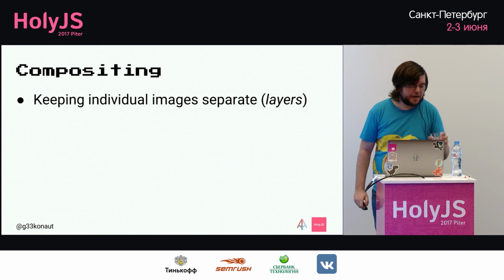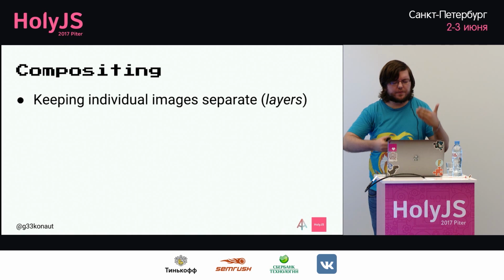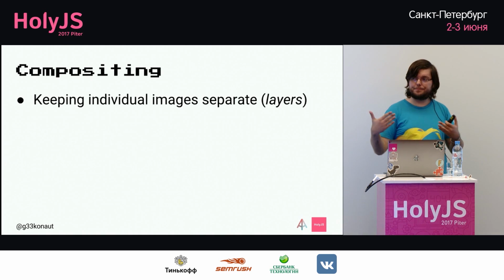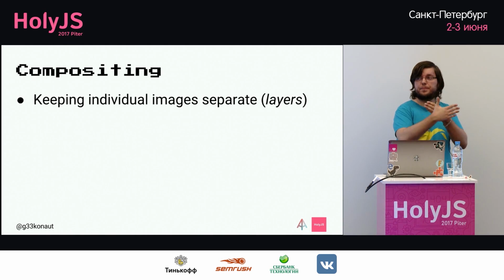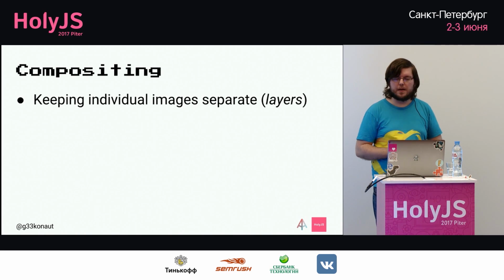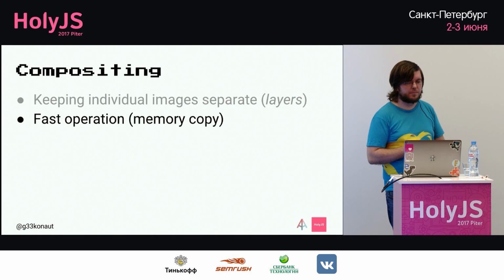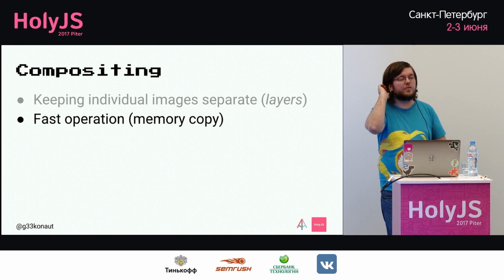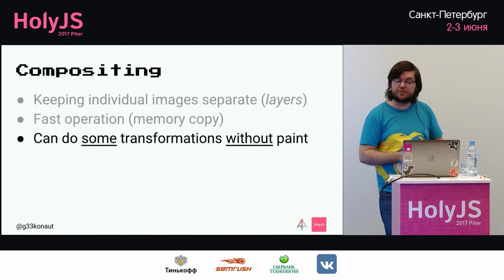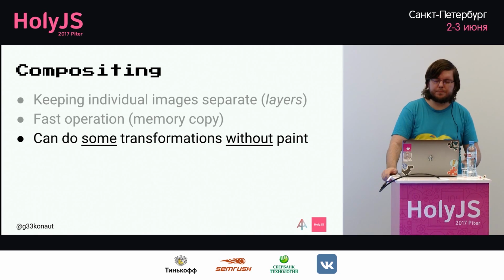So basically, compositing allows us to keep the different parts of our website, the different elements, separate, and then just put them together in different positions. And that's pretty fast, because we don't have to repaint all the pixels. Also, it's a really fast operation because it's just memory copying. And memory copying is something that the memory buses today are really optimized for. So that's fast operations. And some transformations can be done that way.